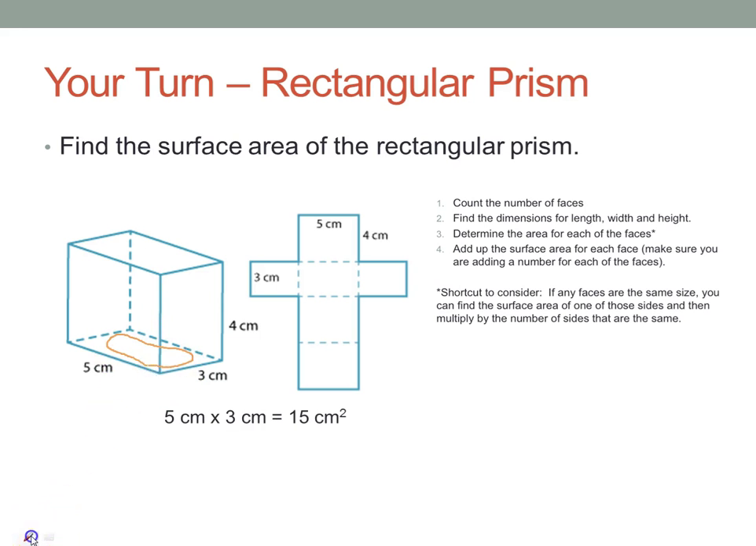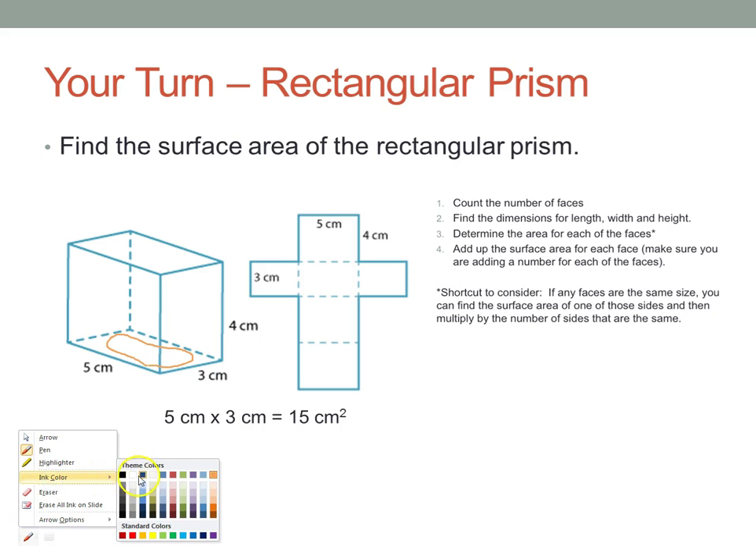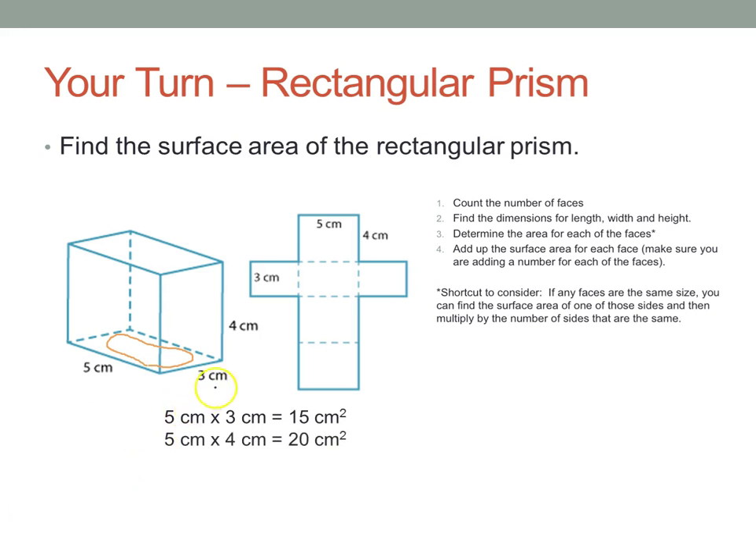So I'll change the pen color so we can see some other things. Then you have 5 by 4. 4 is the height. That would be this surface right here, that face right there. And another one would be 3 by 4. I'll keep the same color and I'll put a big X right there for 3 by 4. So that surface area is 12 centimeters squared.